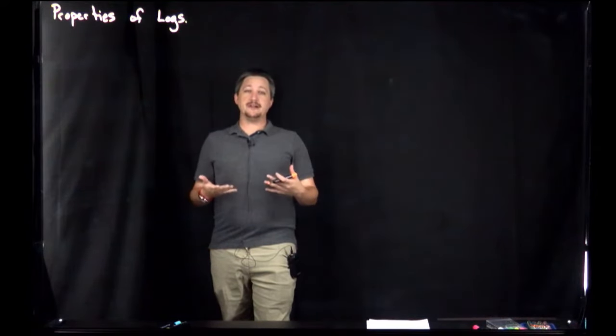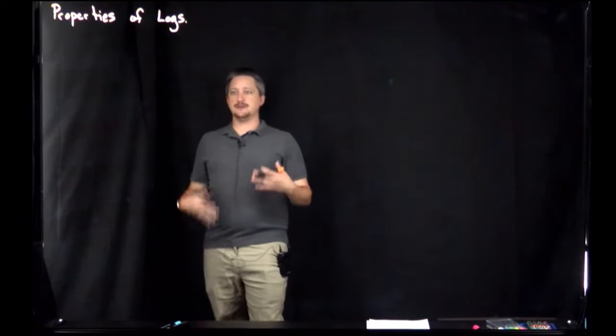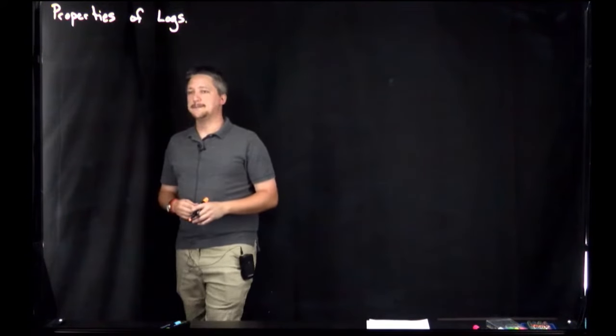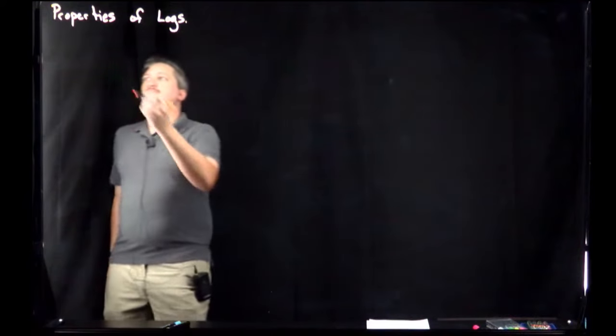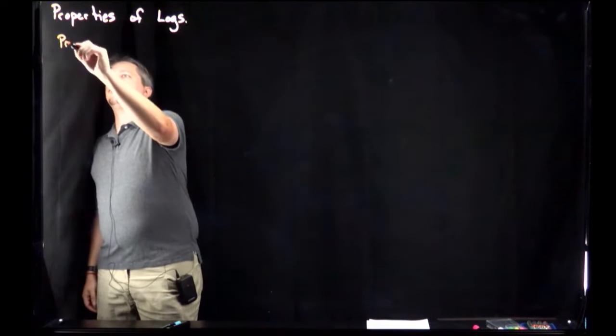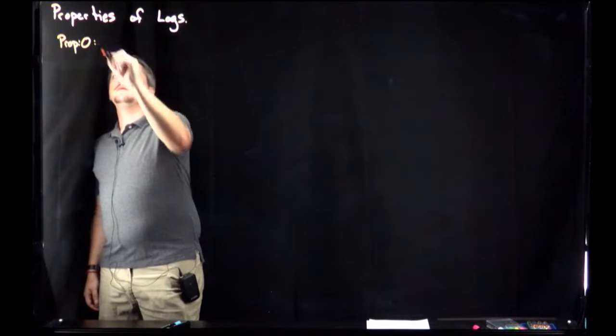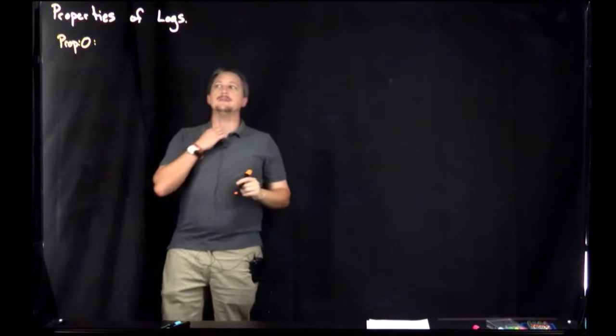And then I'm going to mention a couple things that aren't really properties. They're more just applications of those properties, but they're really common to run into. So they're a nice shortcut and things to keep in mind. So first, like I said, I'm going to start with property 0. So this is just a reminder.